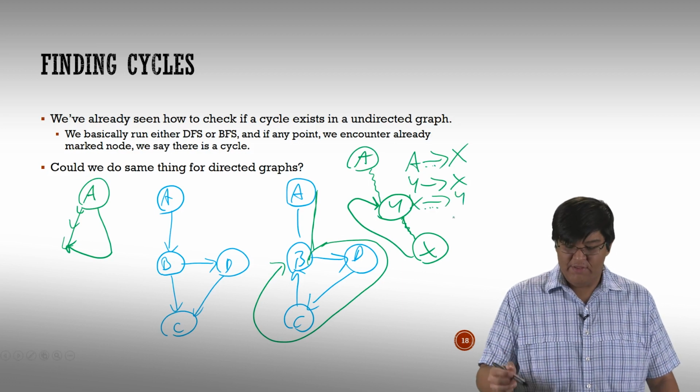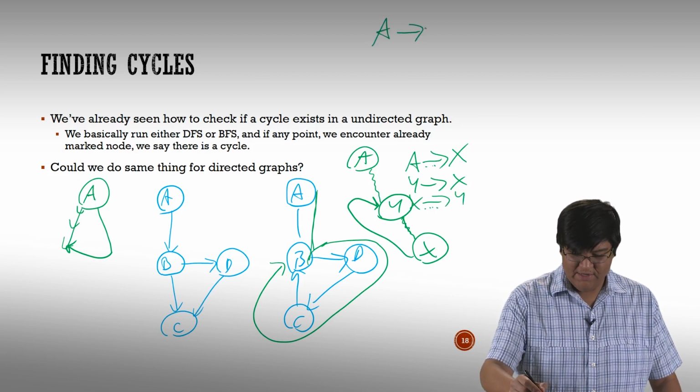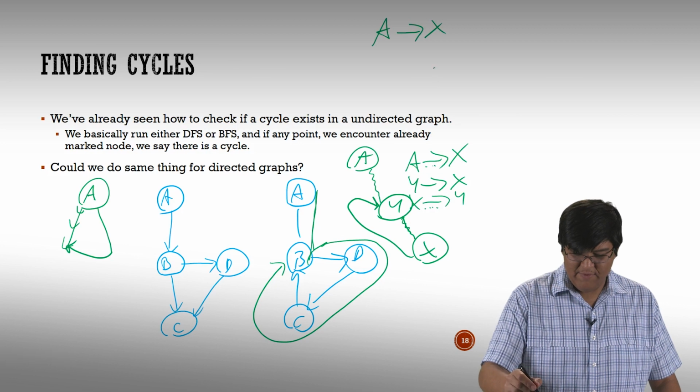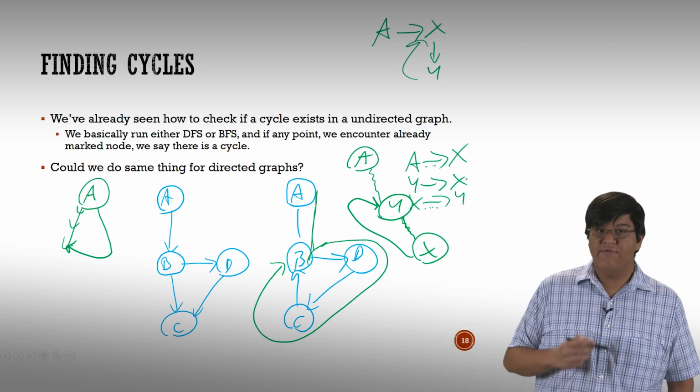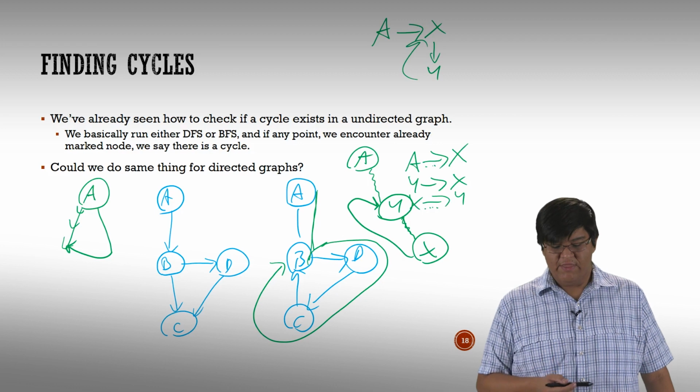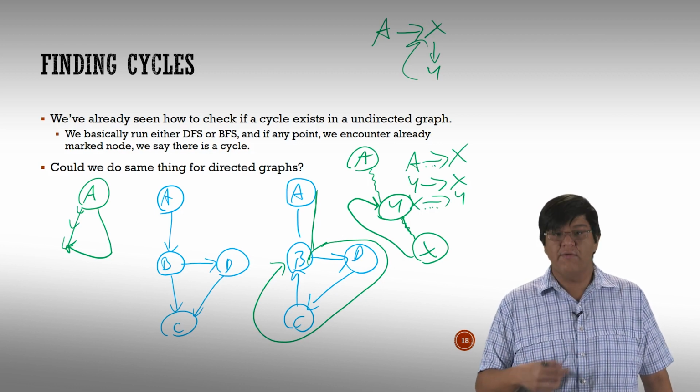In this case, I have the three things. I go from A to X, and then from X to Y via the bottom rule, and then from Y back to X via the middle rule. Because I'm basically colliding with myself, the same path that I took to get to X, I'm colliding with that path.